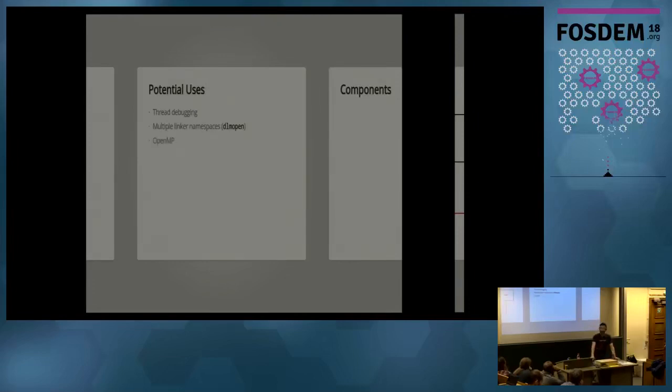Another potential use I mentioned earlier is OpenMP, which has its own debug library to access various things about what it's doing. And ASAN and TSAN, address sanitizer and thread sanitizer from Clang. Is it Clang? Do people say Clang? Yeah.